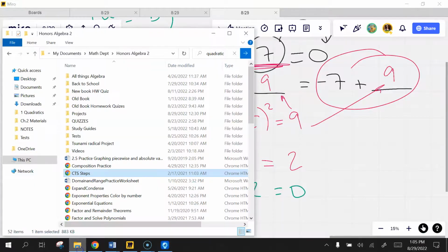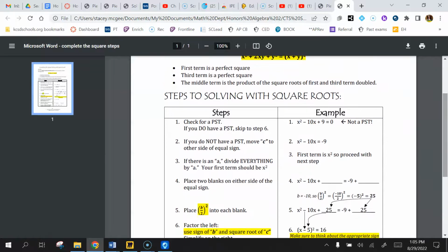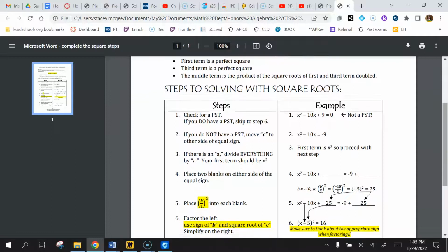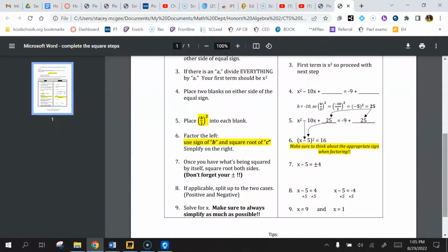Did I exit out of it? Oh, it's in. If you look, there's an example with steps on how we run through and complete the square in order to solve, checking for a perfect square trinomial, and then running through the solving process.